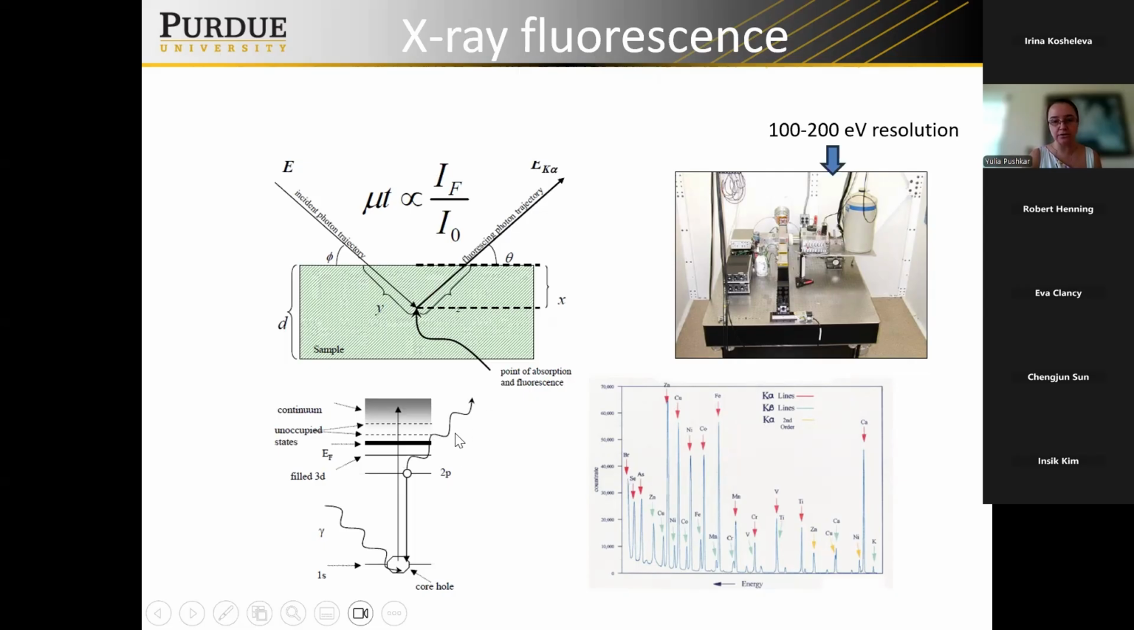Do you see my cursor on the screen? Or should I make it like a pointer? I personally see the cursor. Okay, so then it's enough, yeah.